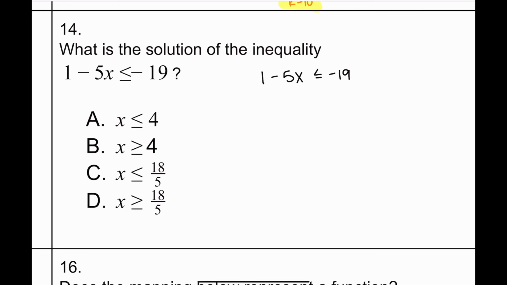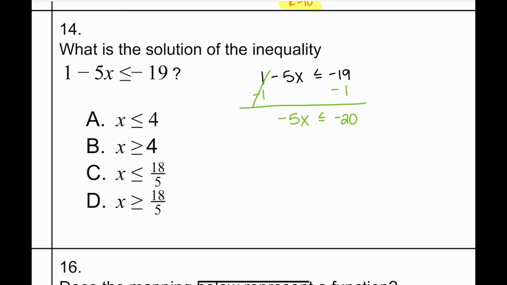We can't eliminate any parentheses, and we can't combine any like terms, but we can start to isolate the x by moving the constants to the same side. That means we want to get the plain numbers both away from the x. So we have a 1 that we can subtract on both sides to move it away from the x. So negative 5x is less than or equal to negative 20.